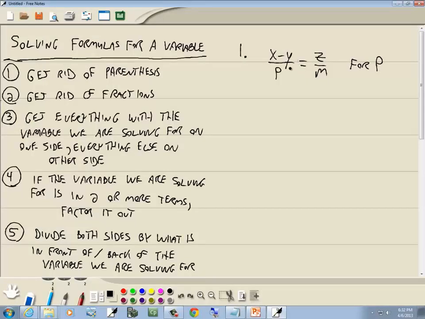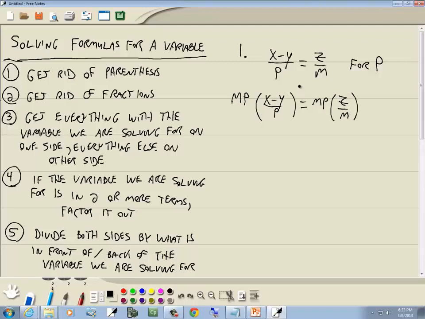Okay, so we got x minus y over p equals z over m, and we're solving for p. Our first step is get rid of parentheses. We don't have any. Second step is get rid of fractions. Well, we need to figure out what our LCM is. Now, we have m and p, so our LCM will be mp of the denominators. And that's what we're going to multiply everything by. So we'll multiply by x minus y over p equals mp times z over m.